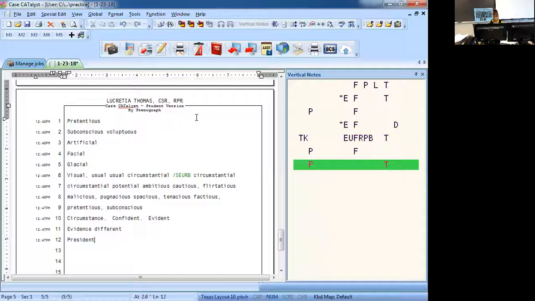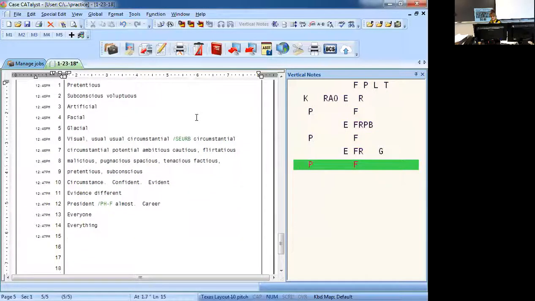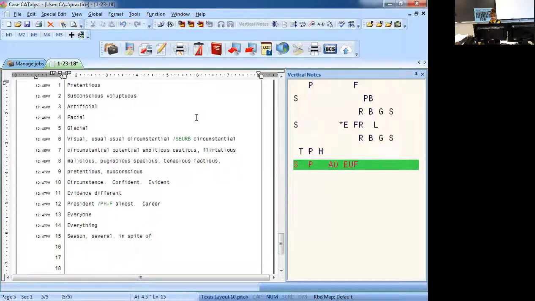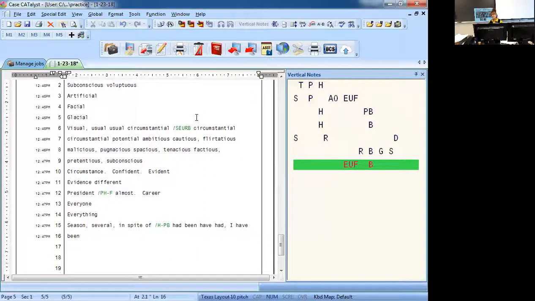More briefs, 167, the bottom. Almost is LM, career is career, everyone, EFRN, everything, EFRG. Season is SN, several, SEVRL. In spite of is N by itself, and then spite of is SP long IF. Had been is HB, had been. You've got have had is VD. I have been, I'm going to stroke out the easiest one, okay? I have been is IFB. I don't want to put an asterisk in, I just want to learn the easiest way, but that's me. I don't know, you all might be a little different on that portion of it, okay?